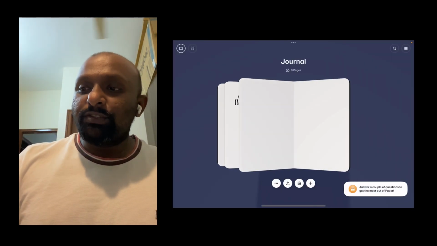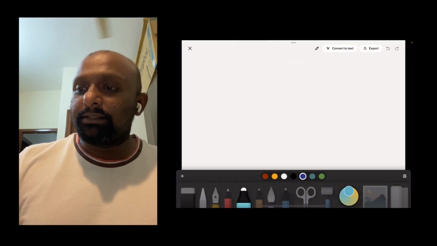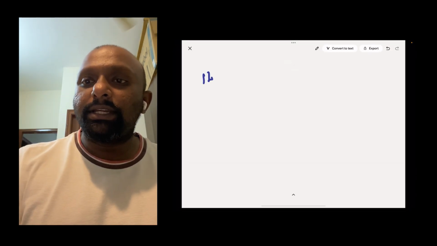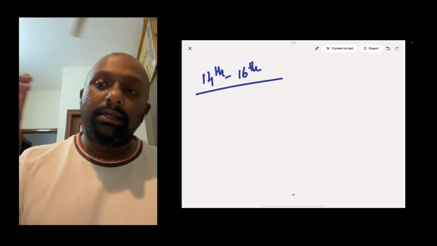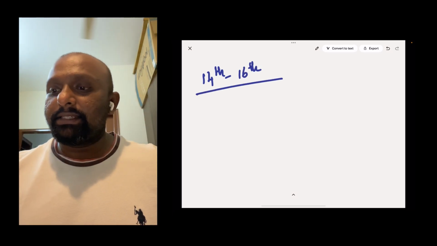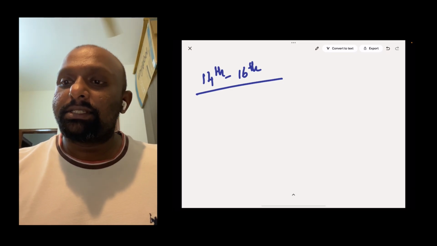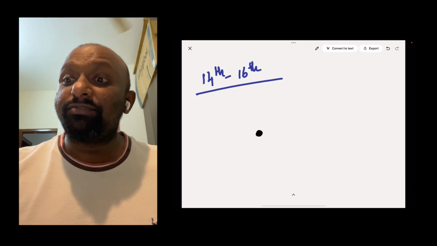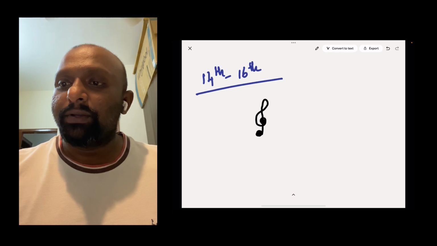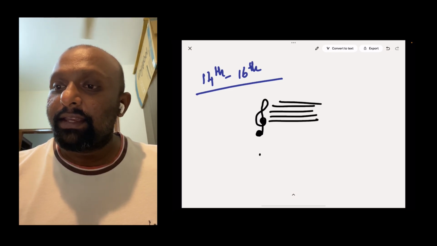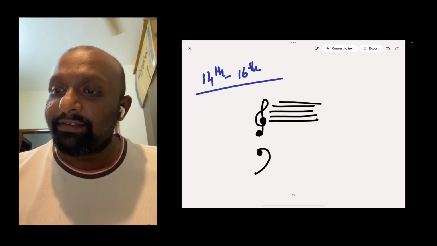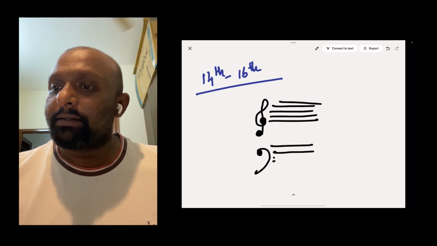Now fast forward to the 14th century, 14th to the 16th century. Okay, this 4-line system transitions and becomes a 5-line system. Okay, so there are 5 lines in the treble clef and there are 5 lines in the bass clef.